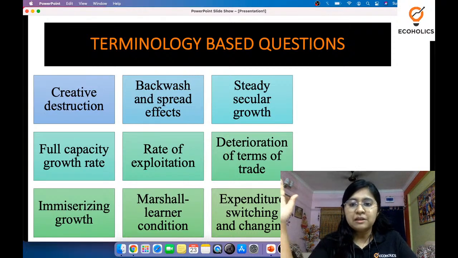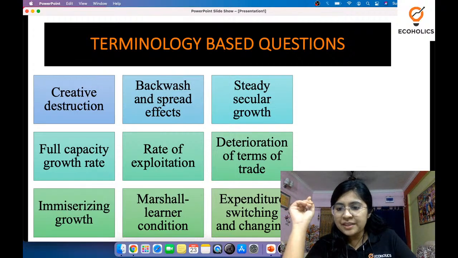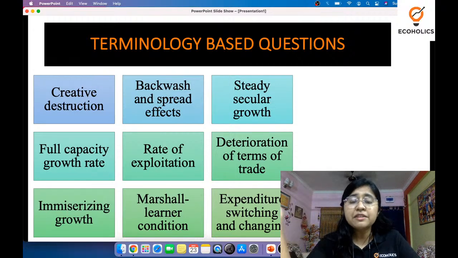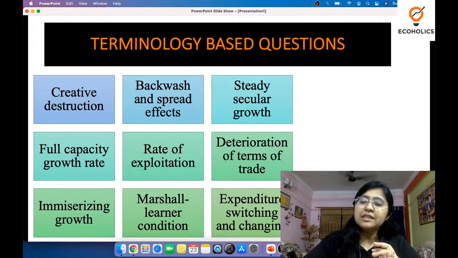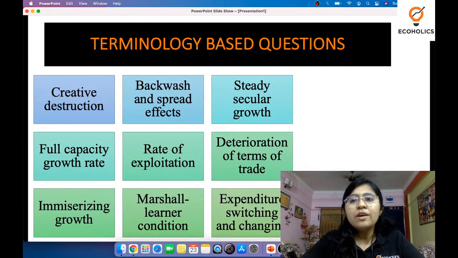Prepared to the T. Right. So yes, correct. Tanya is correct. Creative destruction was the term introduced in the theory of innovation by Joseph Schumpeter. Very good. Now tell me, who gave these two terms, backwash and spread effects? Anyone who knows who propounded a theory in which the two concepts of backwash and spread effects were used?